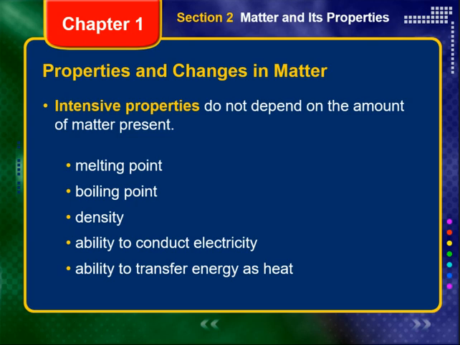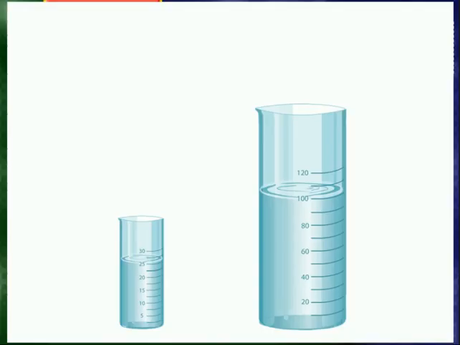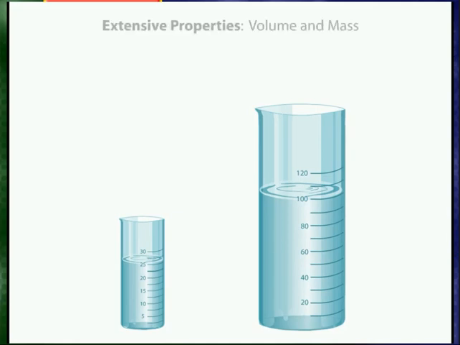Properties can also be grouped into two general types: physical properties and chemical properties. Extensive properties depend on the amount of matter that is present.